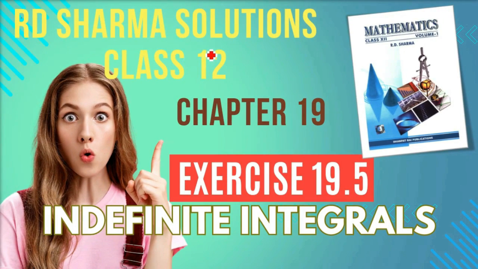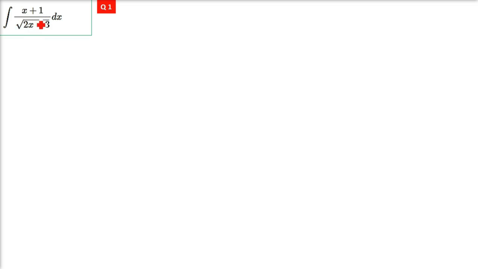This is RD Sharma solution, class 12, chapter 19, exercise 19.5, where we are taking indefinite integrals. Now we have the integration of (x plus 1) divided by under root 2x plus 3, dx. So we need this 2x plus 3 in the numerator as well so that we can easily solve this question.